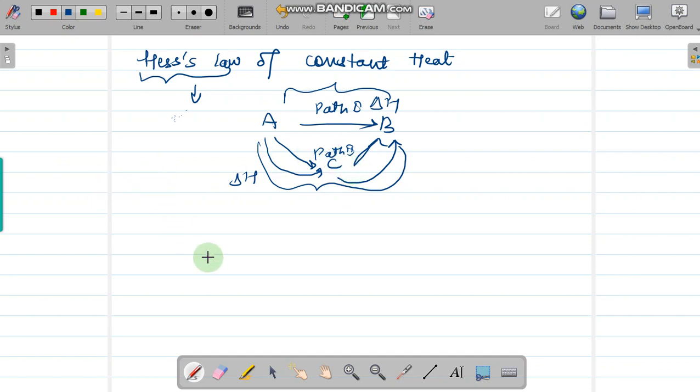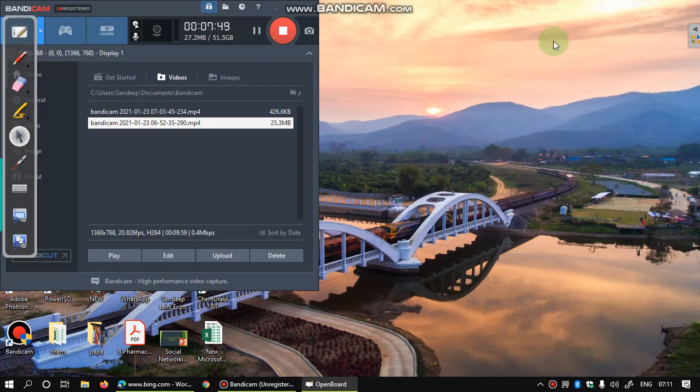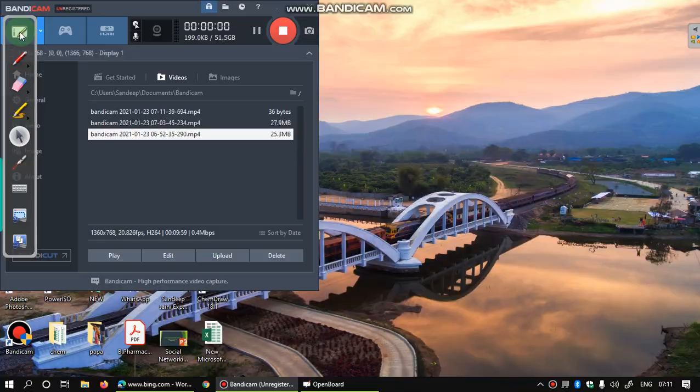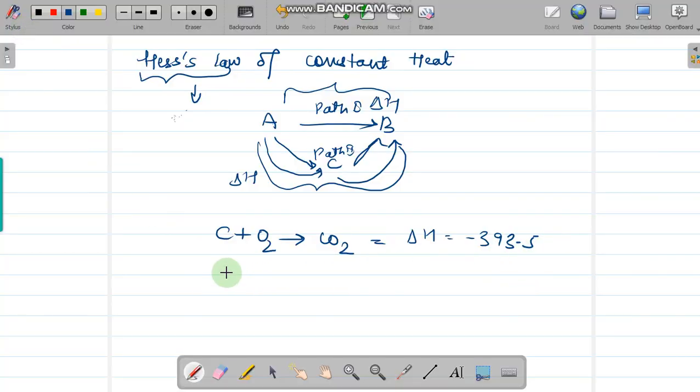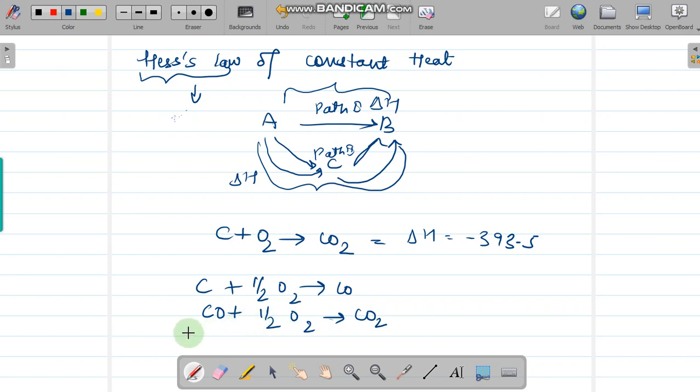For example, suppose I say C plus O2 gives CO2, in which delta H is equal to -393.5 kilojoules. Now I say that it may happen like this: C plus half O2 gives CO, and then CO plus half O2 gives CO2. Okay, when you have combined this, it has given this only.